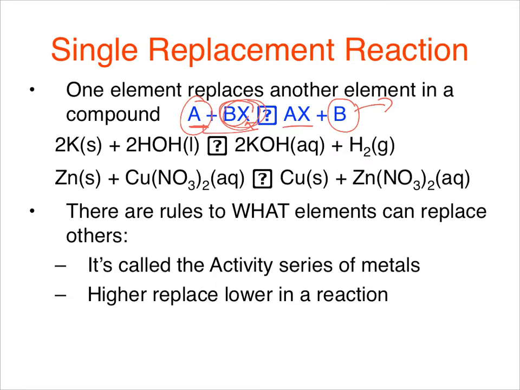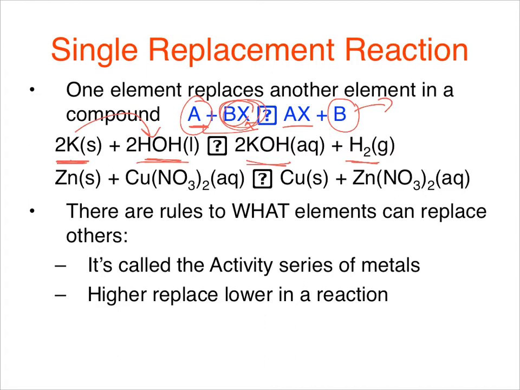This is the kind of reaction where you have to look at an activity series, and remember how the activity series works. It's a list of elements in decreasing order of activity, and any element above on the list can replace any element below on the list. So in this equation, 2K plus 2HOH, which is water, goes to 2KOH plus hydrogen. We can see that potassium has eliminated hydrogen and kicked it out. That means that potassium on the activity series must be higher than hydrogen on the list.